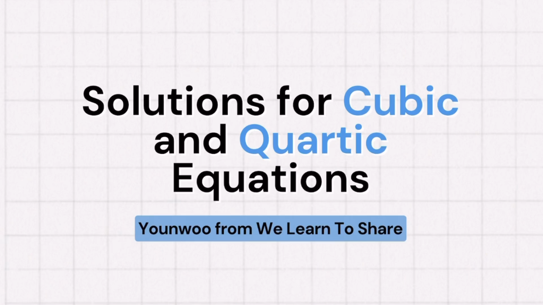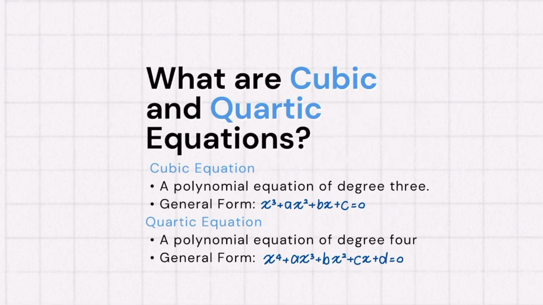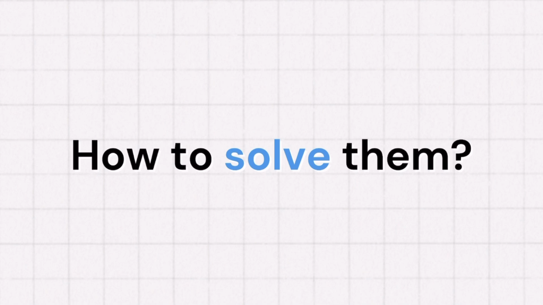In this video, we will learn about different solutions for cubic and quartic equations. Let's start off by looking at what cubic and quartic equations are. A cubic equation is a polynomial equation of degree 3. Its general form is x to the power of 3 plus ax squared plus bx plus c equals 0. A quartic equation is a polynomial equation of degree 4. The general form is x to the power of 4 plus ax cubed plus bx squared plus cx plus d equals 0. So how do we solve them?